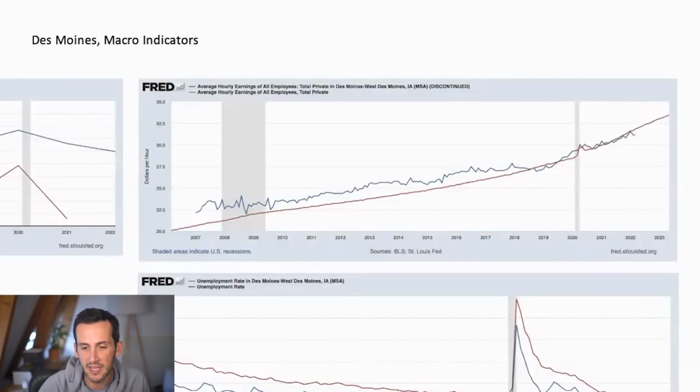For most of the 2000s, Des Moines was actually outpacing the rest of the US in terms of population or in terms of wage growth, but it's been about average since the pandemic, which is good. I'm happy to see that. I just want to see that wages are going up at least average. So another good sign for Des Moines.